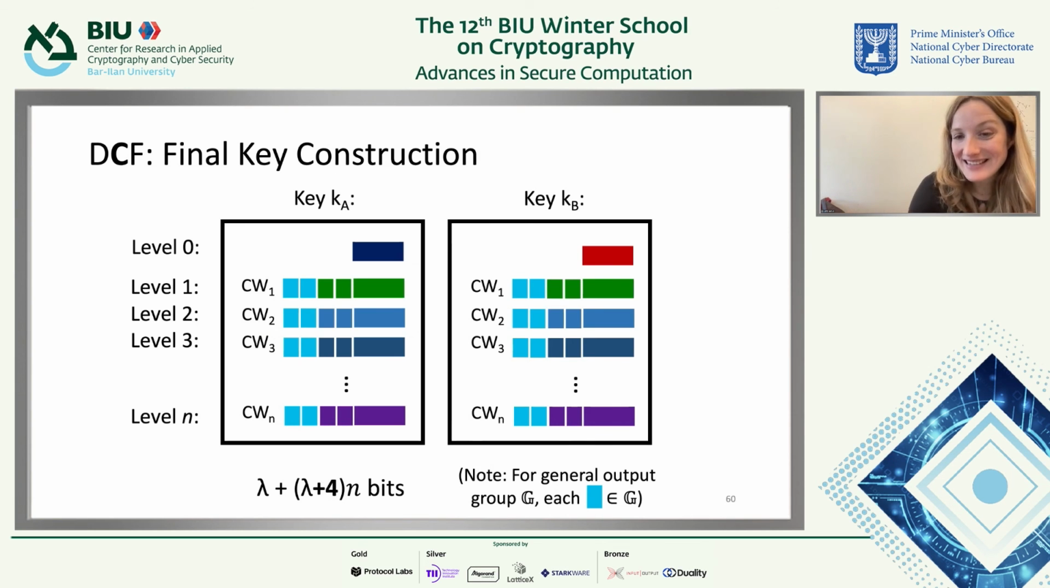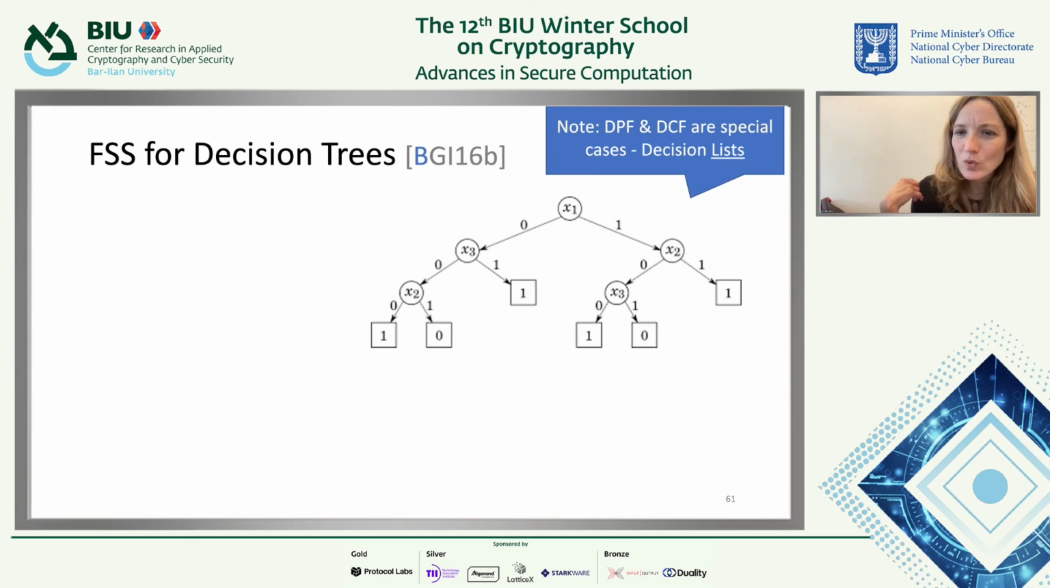Okay, so this is the end of the DCF, the distributed comparison function construction. And the last thing I want to mention is just a single brief slide about FSS construction for decision trees from one-way functions. A decision tree is another, broader class of functions where you have some topology, where each node is labeled by some input variable. For example, the first bit of the input, the third bit of the input, and so forth. Each node splits into two children corresponding to the possible value of that input bit. And this describes a model of computation.